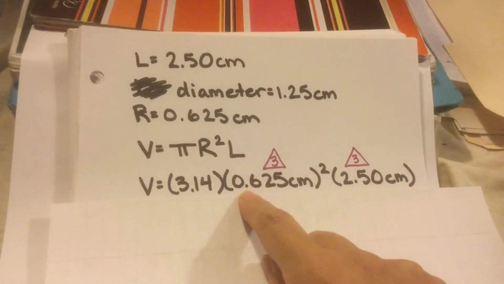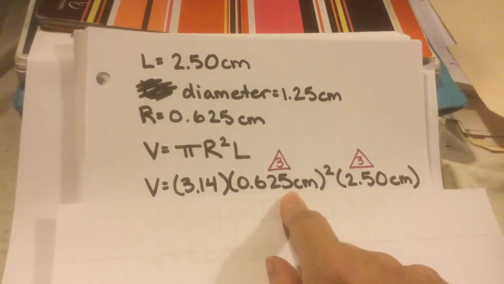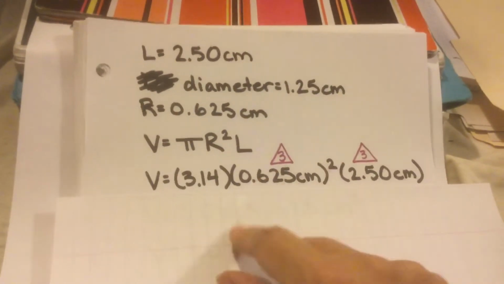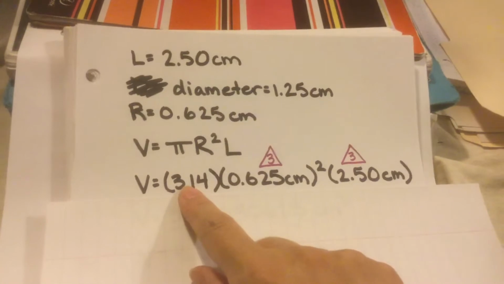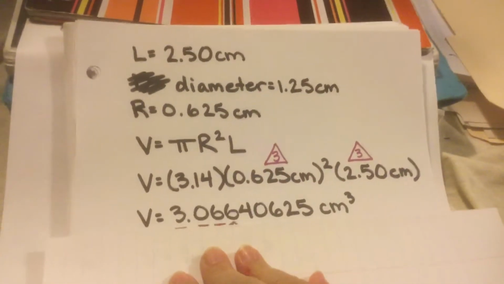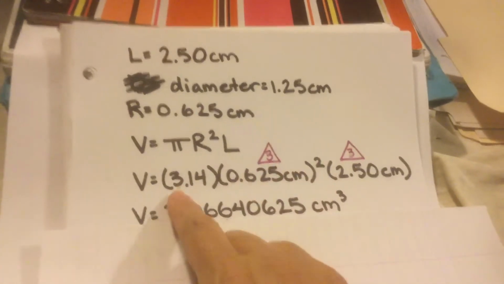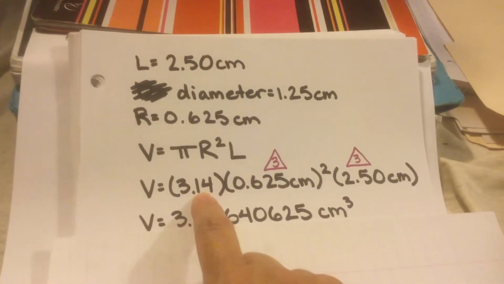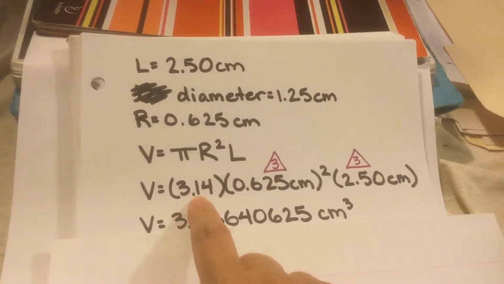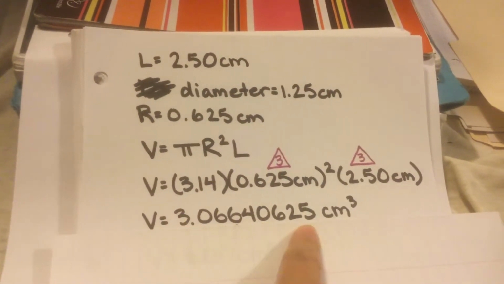And the reason I said times 0.625 twice is because that's what it means to square something. If you have a scientific calculator, you can use your pi key and you can use your squared key. So when I did it, you may get something a little bit different because the pi key on your calculator is more accurate than the 3.14 that I used. But this is what I got.